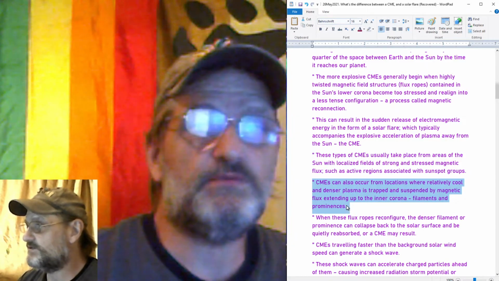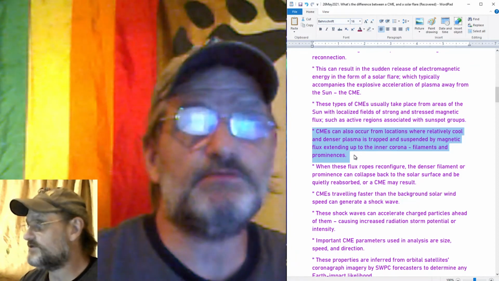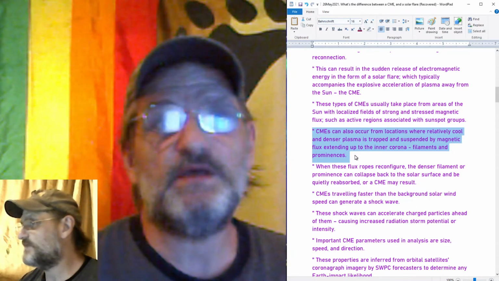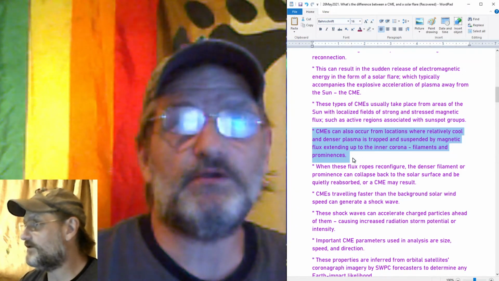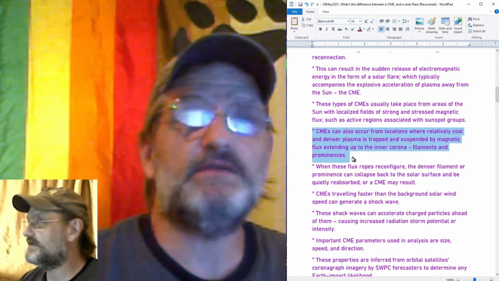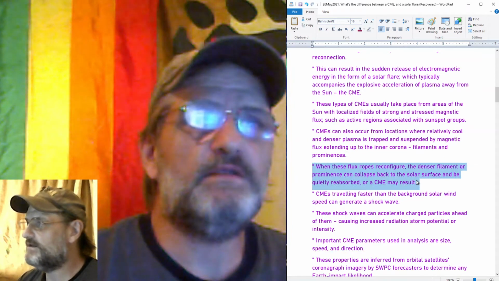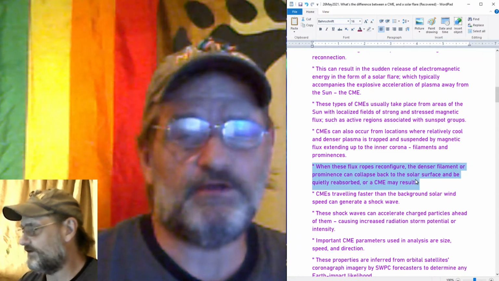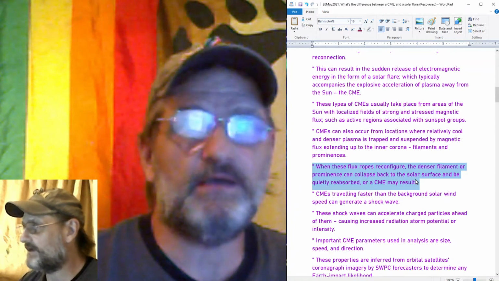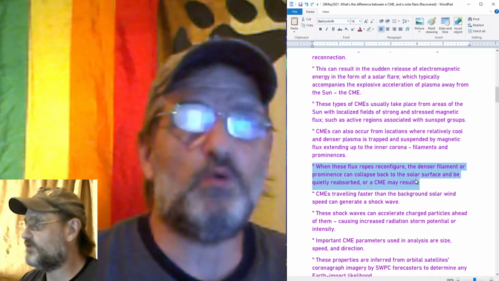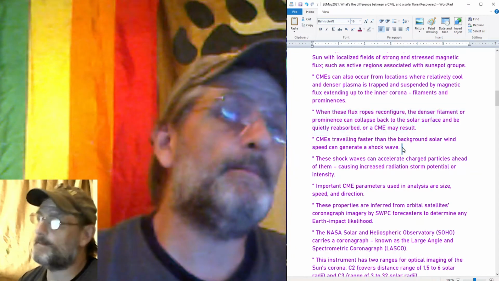CMEs can also occur from locations where relatively cool and denser plasma is trapped and suspended by magnetic flux extending up to the inner corona, filaments and prominences. When these flux lines reconfigure, the denser filament or prominence can collapse back to the solar surface and be quietly reabsorbed, or a CME may result.